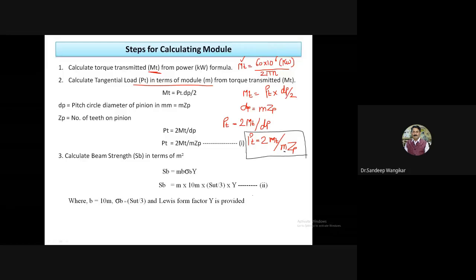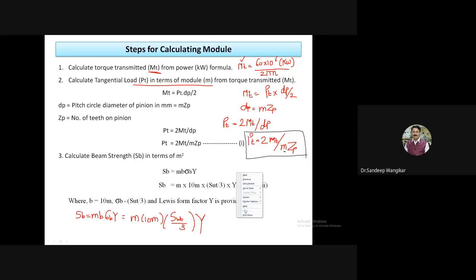Okay, so this is the next point. Then calculate beam strength in terms of module square. Though it is written, once again I will write it down for better understanding. What is our formula? SB is equal to MB sigma B into Y, with module as it is. Face width is assumed as 10 times of module. Sigma B, according to Buckingham, is SUT divided by 3. SUT is given and Y is the Lewis form factor.